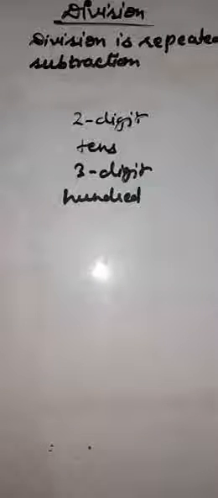The remainder is always smaller than the divisor. Okay, it is very important that the remainder should be smaller than the divisor. So let's look at some properties of division, right? As we have learned the properties of multiplication, we have properties of division also.